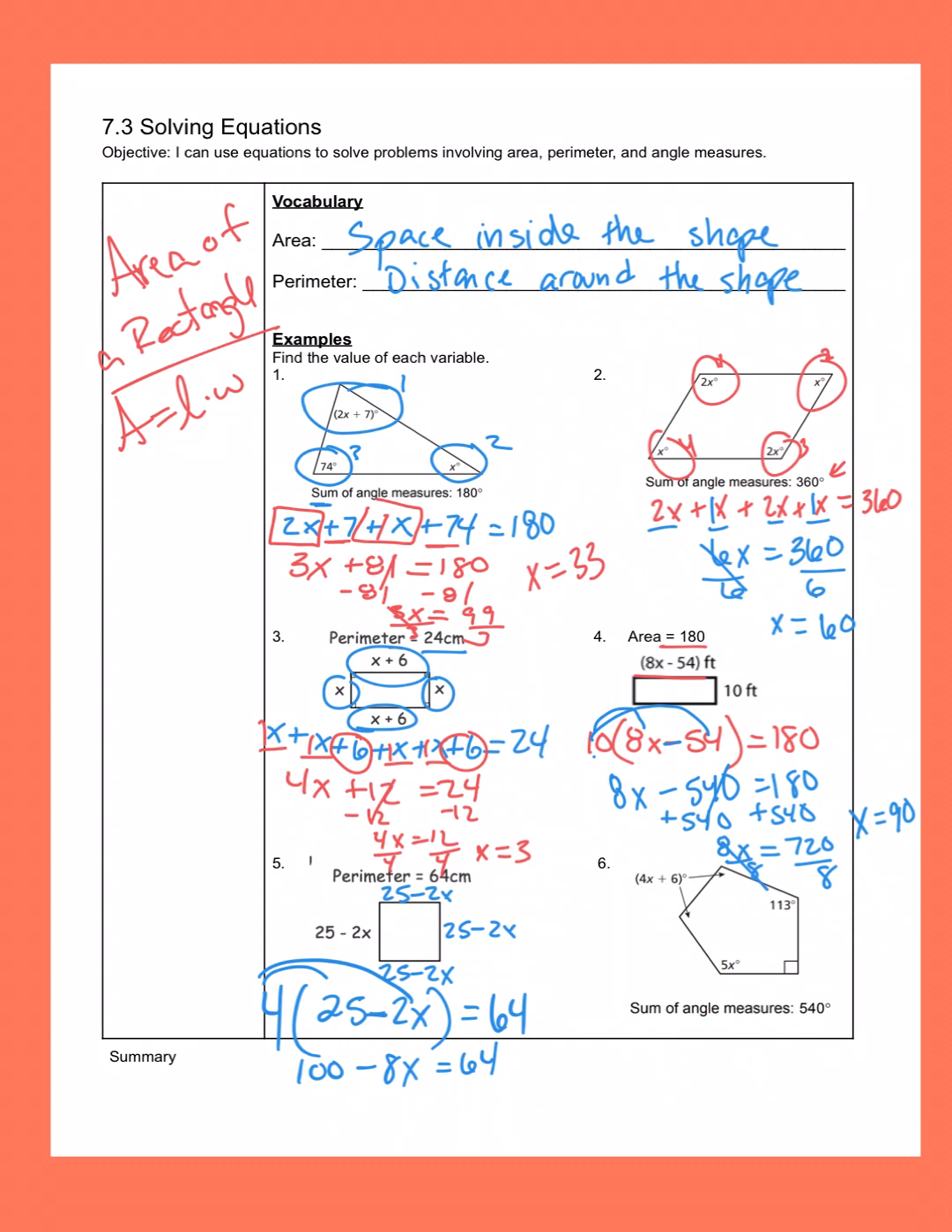Got to get rid of that 100 first. Even though it's not in the order we're used to, whatever's attached to x gets done last. I'm going to do this minus 100 next. Negative 8x. Remember to bring down that minus sign. That minus sign becomes a negative. And then we're going to do 64 minus 100 is negative 36. And then we're going to divide both sides by negative 8. And our x then has to equal 4.5.